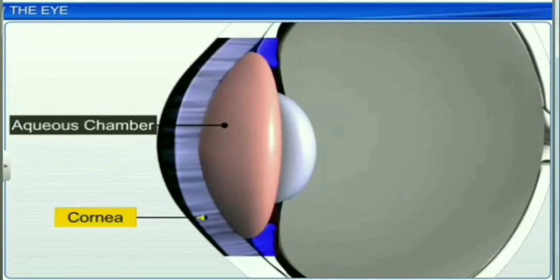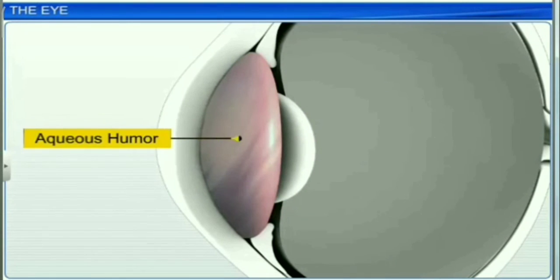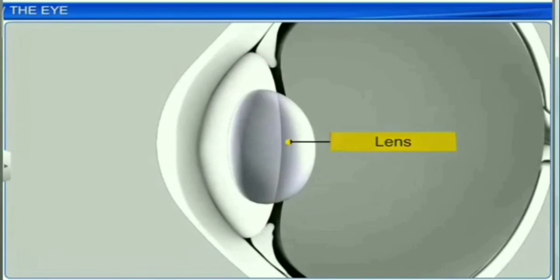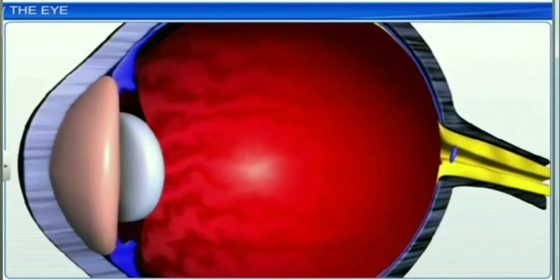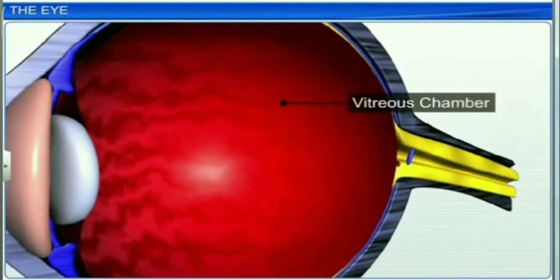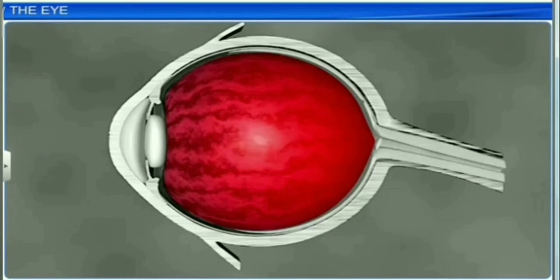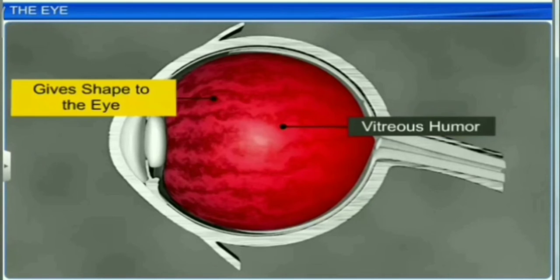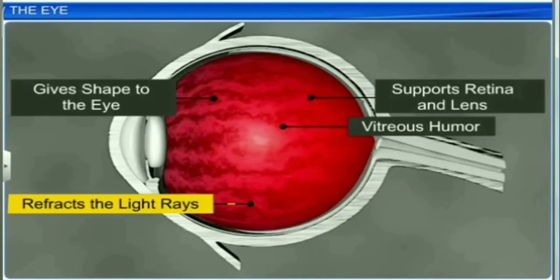Now here you will find aqueous chamber, which contains clear white fluid called aqueous humor, and it is present between lens and cornea. Then the second part, that is vitreous chamber, which is the large part. It is filled with gel-like vitreous humor. It is present between retina and ciliary body. It maintains shape of eyeball. It maintains pressure for keeping lens in position.